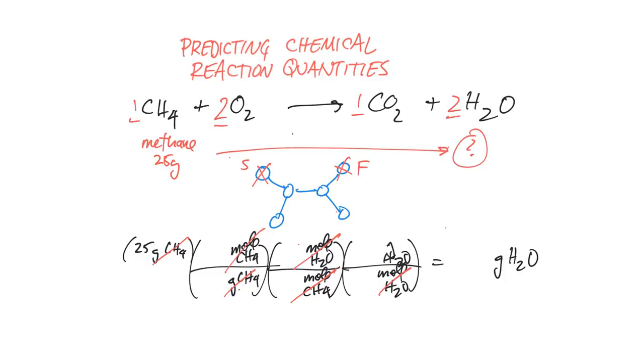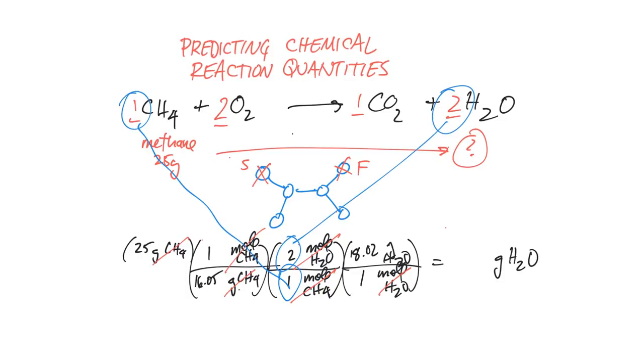The next step is to add the numbers. Notice that the molar mass numbers come from the periodic table, and the middle factor, the mole ratio, comes from the coefficients themselves. So notice that the 2 in front of the water and the 1 in front of the methane are just placed directly into that relationship, into that line of work. When I enter this into my calculator, the answer is 56 grams of water. Notice that I have two significant figures in my provided information, therefore my answer should have 2.